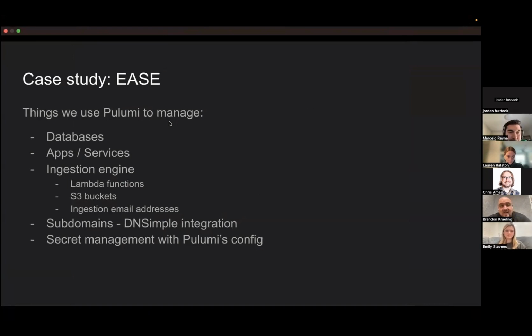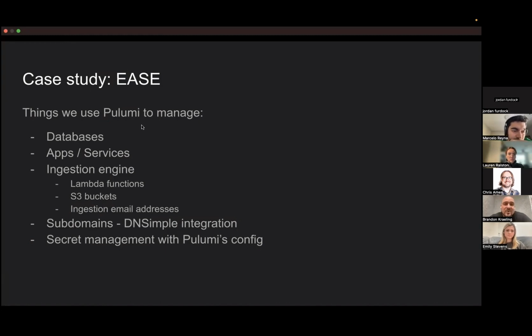So here's our stacks. Here's what we use it to manage. We use it to do databases. All of our data is stored on AWS, which is managed by Pulumi. Our Ease app, its API and client, are both running on AWS. And for our ingestion engine, we use email addresses that deposit into S3 buckets, which then kick off Lambda functions, which put data in our database. All of those pieces are on AWS, all managed by Pulumi.